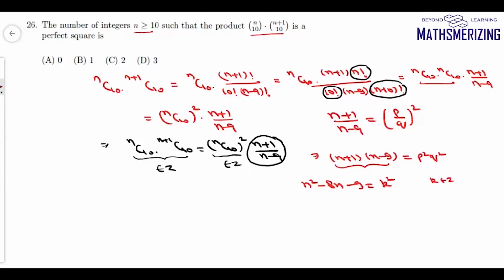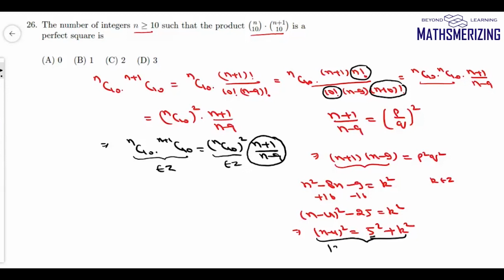Now if I complete the perfect square, I'll write plus 16 and minus 16. So I'll get n minus 4 whole square minus 25 equals k square, or n minus 4 whole square equals 5 square plus k square. Now it forms a Pythagorean triplet. The only Pythagorean triplet containing 5 is 13 square equals 5 square plus 12 square. So from here we can say the value of n minus 4 should be 13 and the value of k should be 12. So here the value of n is simply 17.